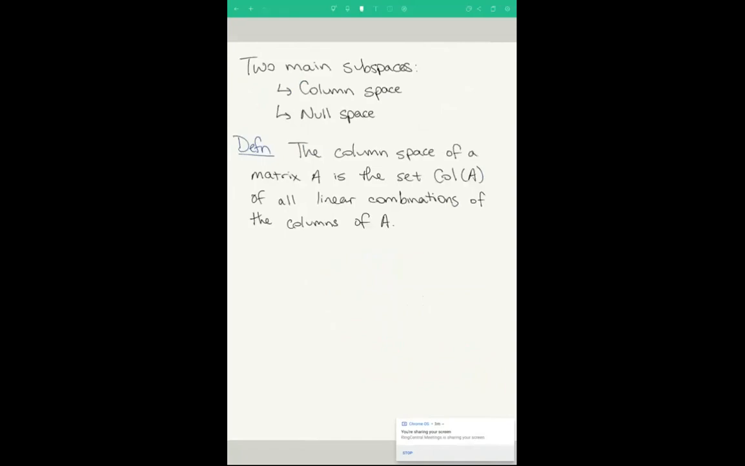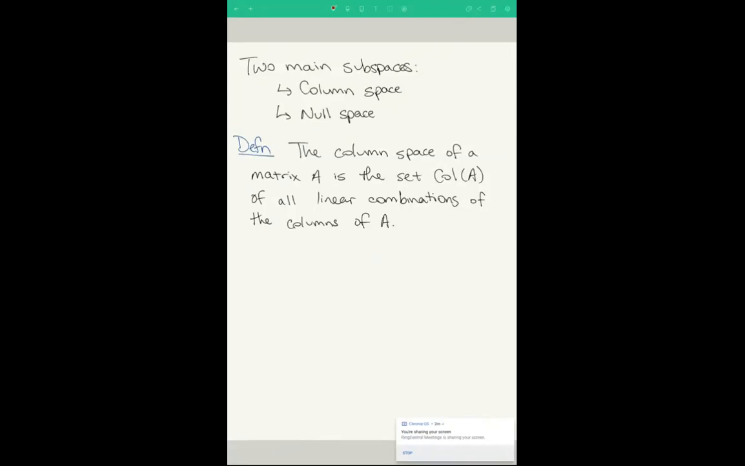There are two main subspaces that we're going to focus on today. One is column space and one is null space. So let's start by talking about the column space. The column space of a matrix is the set of all the linear combinations that we can make out of those columns. So this is just the span of the columns of A. This is the set of all the b such that Ax = b has a solution.